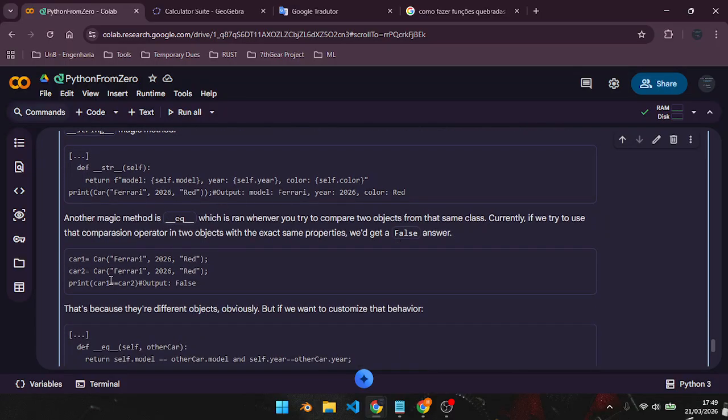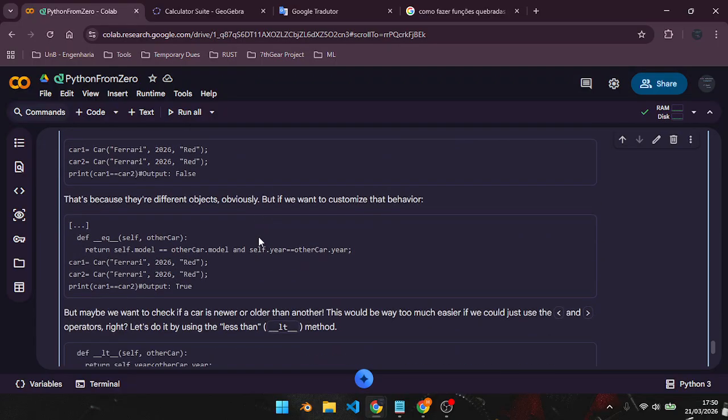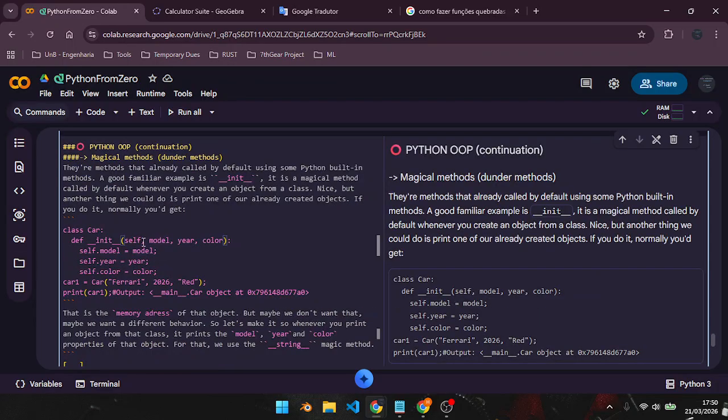You can also have the method dunder eq. So whenever you're trying to do comparison operations with two objects from the same class, usually, if you don't have this defined, this is just gonna give you false, because even if they have the same properties here, they were two objects created at two completely different times. They have completely different memory addresses, so they're pretty much different. But you can define a dunder eq function that's going to take the self object, which is the first object, and the... oh my god, sorry.